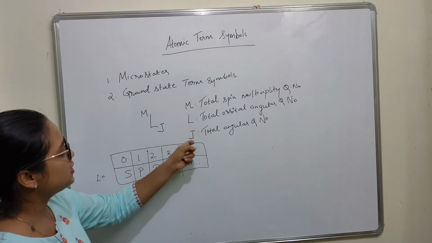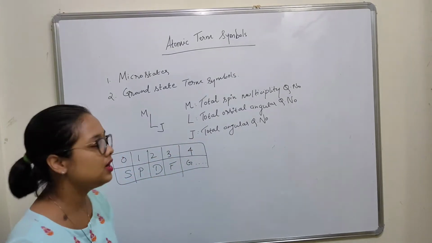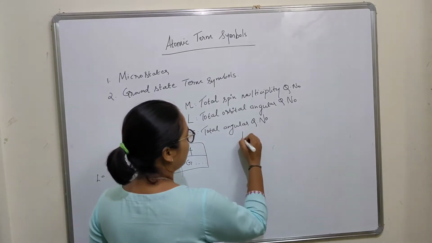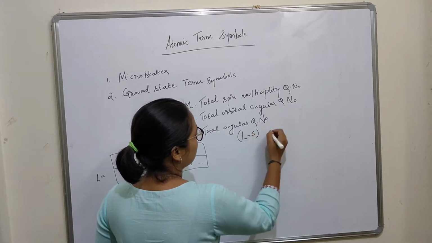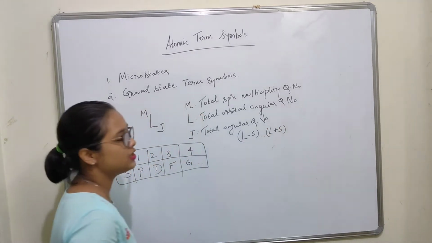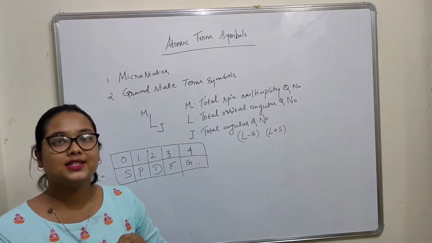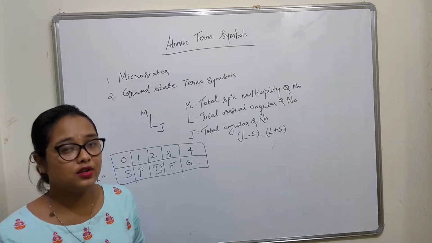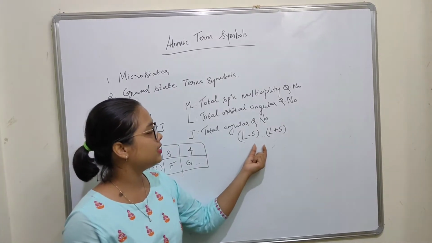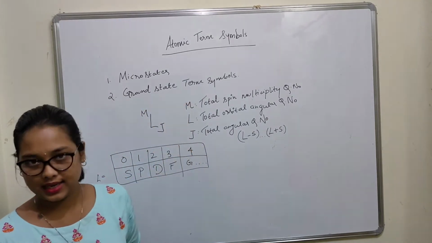And last but not the least, we have J, which is the total angular quantum number. J is more about a range which starts from L minus S to L plus S. J is not one specific number, it is actually a range. You have different values of J starting from L minus S to L plus S. So J technically depends on your M and L.